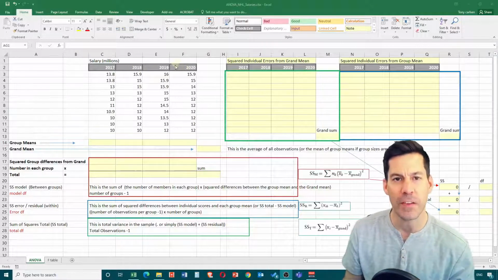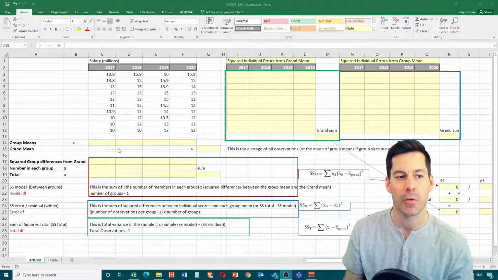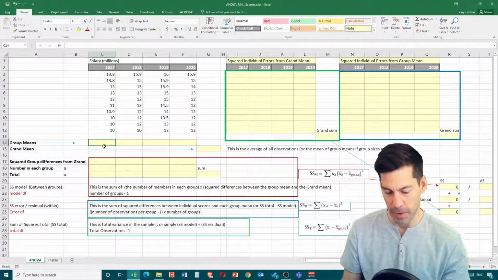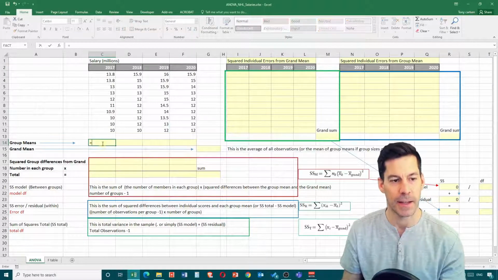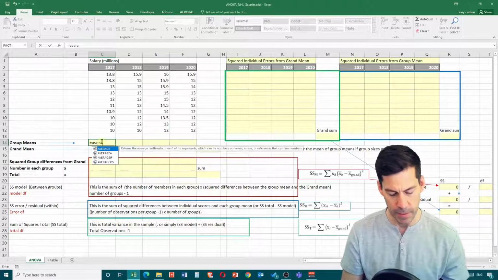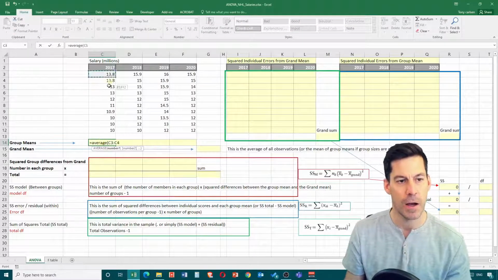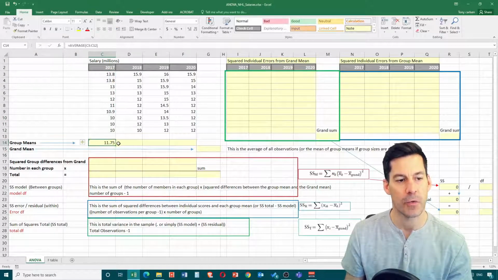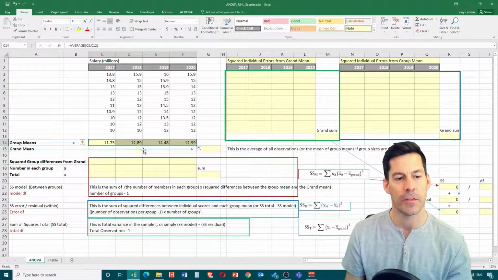One of the first things we want to do is calculate group means, because what we need to do is determine the variance from the group mean. So the first thing is we're going to calculate means: equals average of those. I'm going to do that just by dragging this value across. It'll copy over that formula. So I've got means for each of the years.